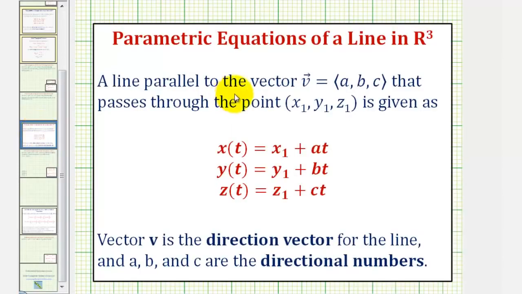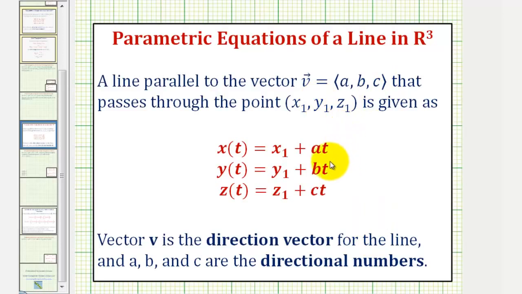A line parallel to vector v with components a, b, c that passes through the point (x₁, y₁, z₁) is given by the following parametric equations. So vector v is called the direction vector, where a, b, and c are the directional numbers.